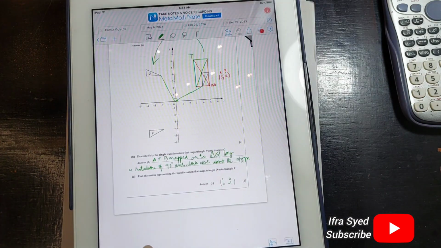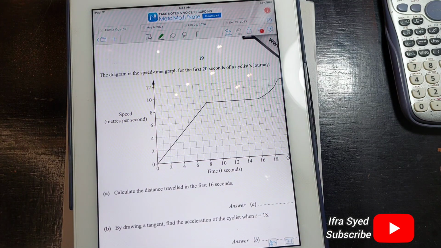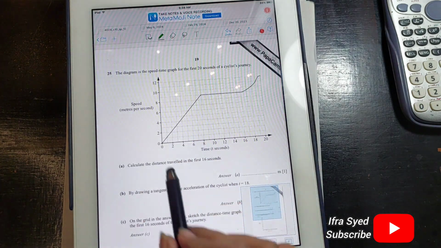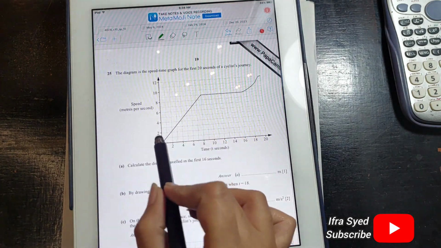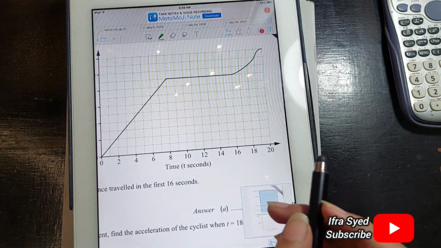Now let's move to its next question, question number 25, from the topic graphs in practical situations, and the given graph is a speed time graph. In the question it is written that the diagram is the speed time graph of the first 20 seconds of a cyclist's journey. In the vertical axis we have speed, and in the horizontal axis we have time. In the first part, calculate the distance traveled in the first 16 seconds. So we need to find the distance in the first 16 seconds. So let's see.